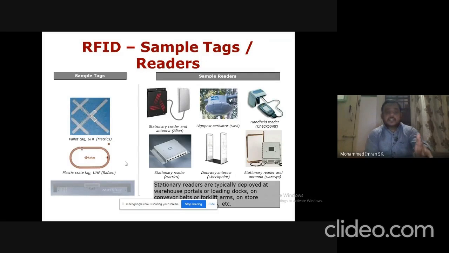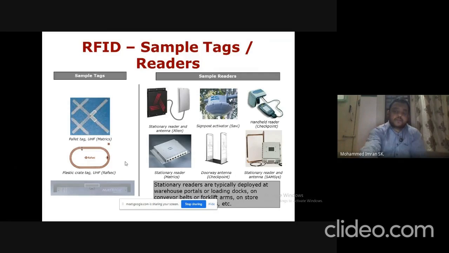Sample tags look like this: UHF matrix, plastic crate tag, UHF rucksack tag, and here are sample readers like antennas. The antennas will be connecting the data. So like stationary reader antenna, sync post activator, handheld reader. All these are some kind of devices. Stationary readers are typically deployed at warehouse portals, loading docks, central level on conveyor belts, or forklift arms in a store.